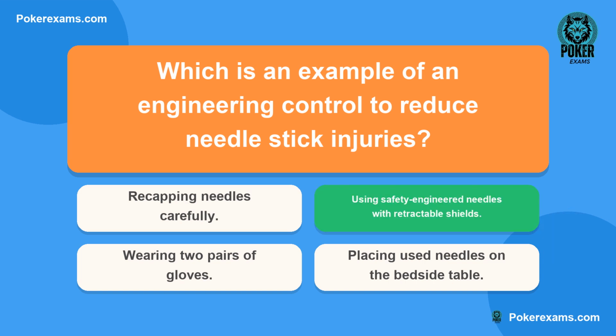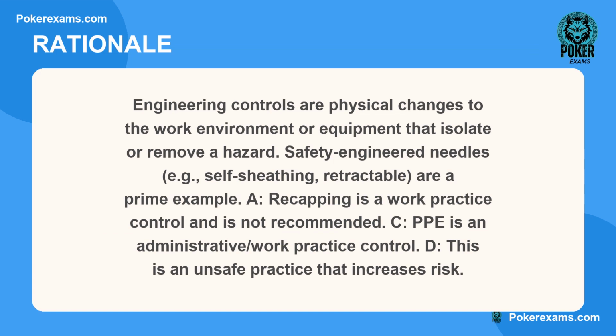The correct answer is B. Here is why. Engineering controls are physical changes to the work environment or equipment that isolate or remove a hazard. Safety-engineered needles, e.g., self-sheathing, retractable, are a prime example.